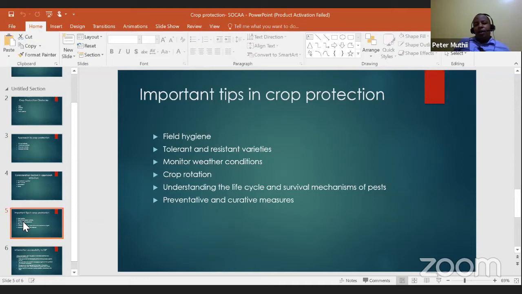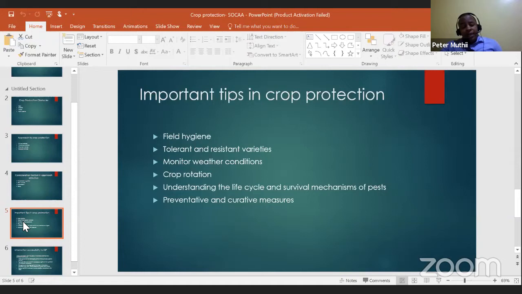Before actually doing this farming, or before engaging in other practices of crop protection, you first of all want to understand, do we have varieties that are actually resistant to bacteria? These are some of the important tips that farmers need to know before engaging in actual direct planting, which is agribusiness.